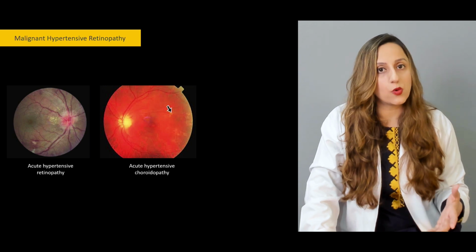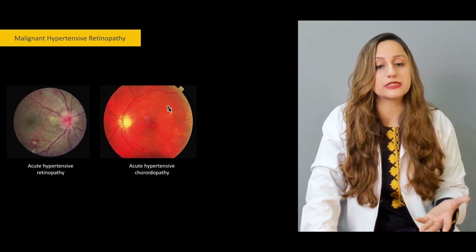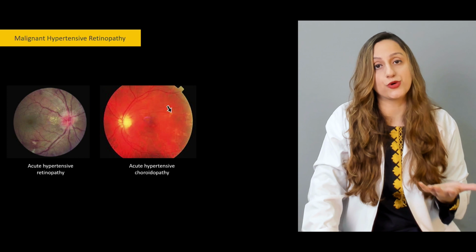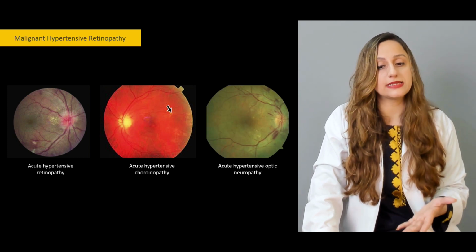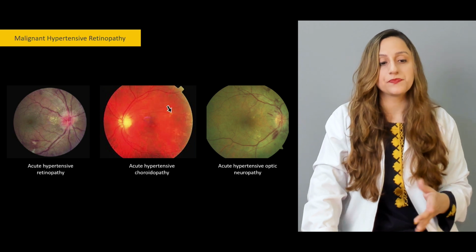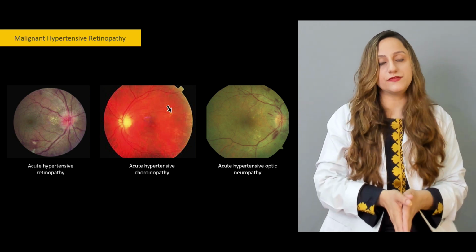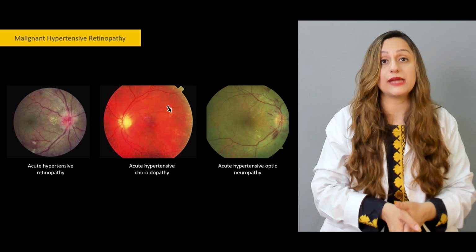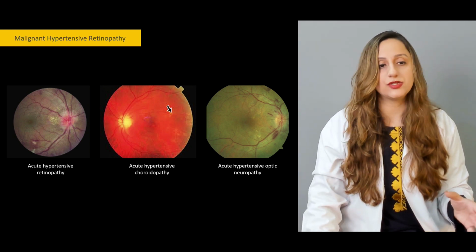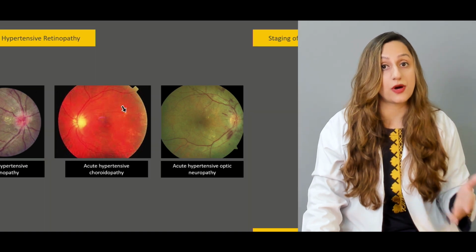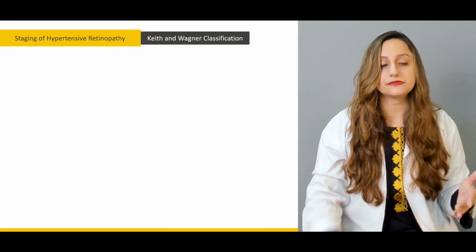It is occurring in old age patients, the acute hypertensive choroidopathy, in which the choroid plexus is affected. And then we have the acute hypertensive optic neuropathies. So it can be the nerves, it can be the choroid, and it can be the whole retina that is affected in the malignant kind of hypertensive retinopathies that are taking place.